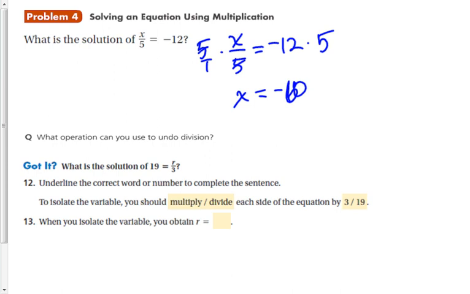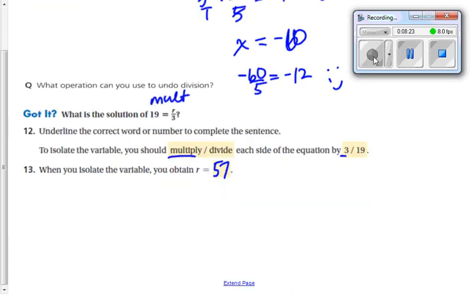And then we're just going to check that and make sure that negative 60 divided by 5 is equal to negative 12. And it is, so we're good. We're happy with that. What operation can you use to undo division? And we want to use multiplication to do that. All right, you try it.